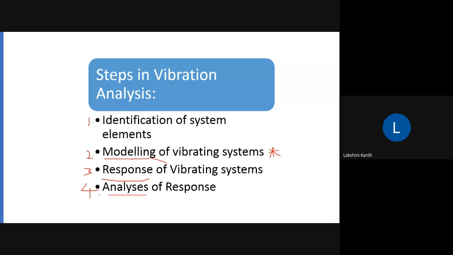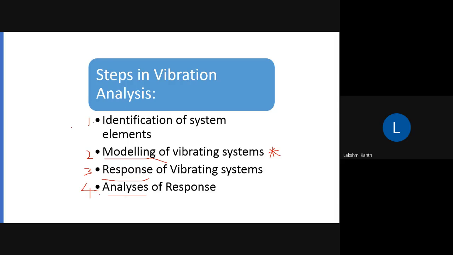And next, related to modeling. Modeling, in the sense, for every system, there is a mathematical equation, a mathematical connection. To develop this mathematical equation in terms of the system responses and in terms of the system inputs, that we treat as modeling. So with all this mathematical equation, then you enter the third step and analyze the mathematical responses, whether those solutions are feasible or not.